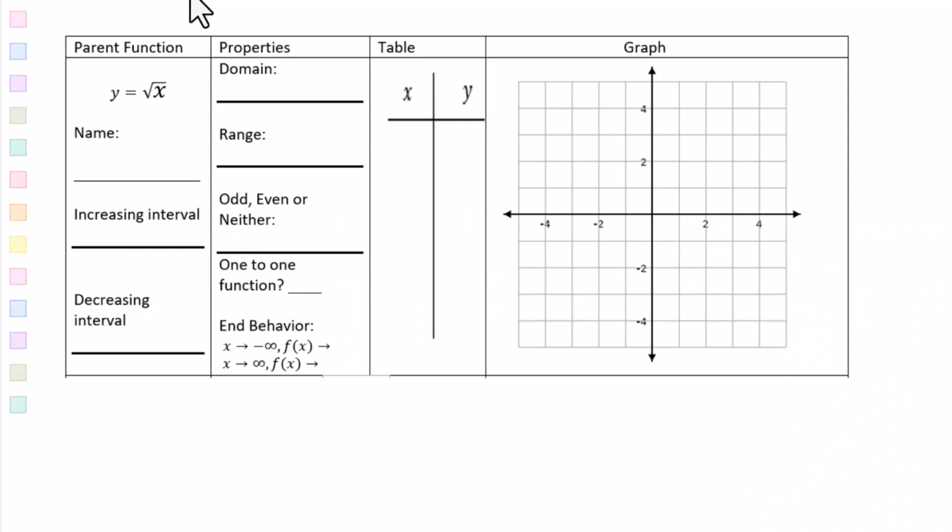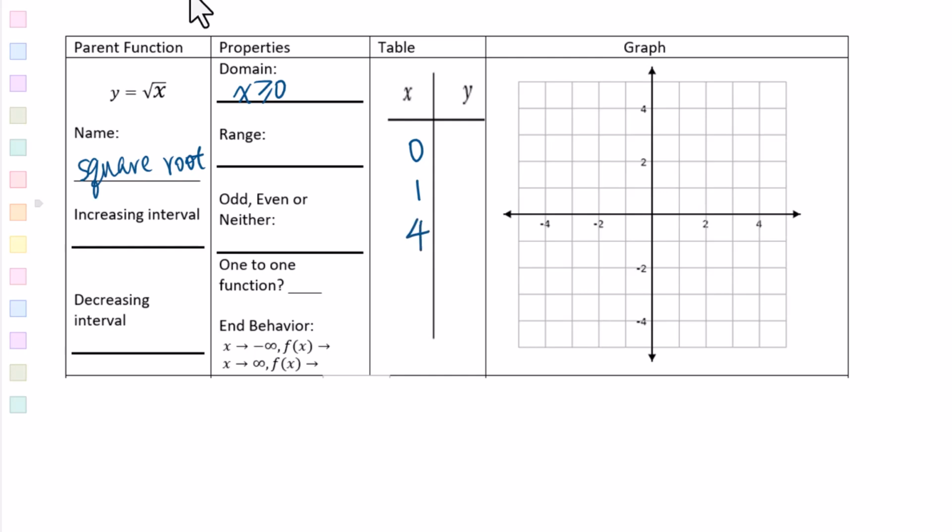Parent function y equals the square root of x. This is a square root function. For square root, x must be greater than or equal to 0. For the table, we get started from 0, 1. Try to get integer values.